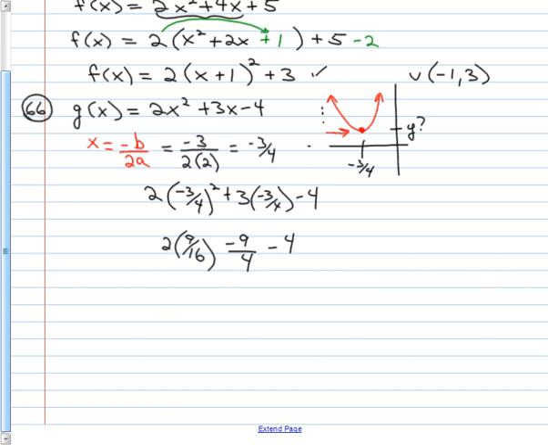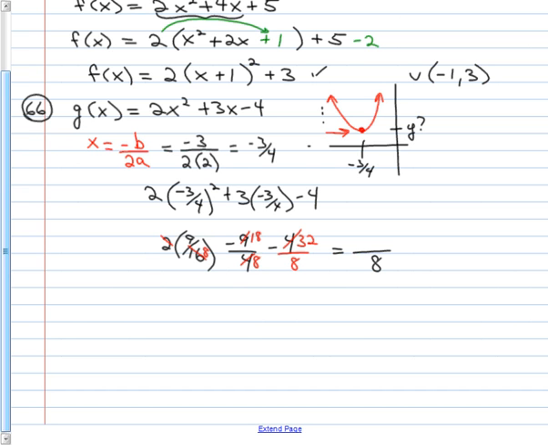Now, I'm going to get common denominators real quick. 2 goes into that 16 8 times. So I want a common denominator of 8. So if that 4 goes to 8, that 9 goes to 18. And if this 4 over 1 goes to 8, 8 times 4 is 32. That goes to a negative 32. So I know I have something over 8. 9 eighths minus 18 eighths.